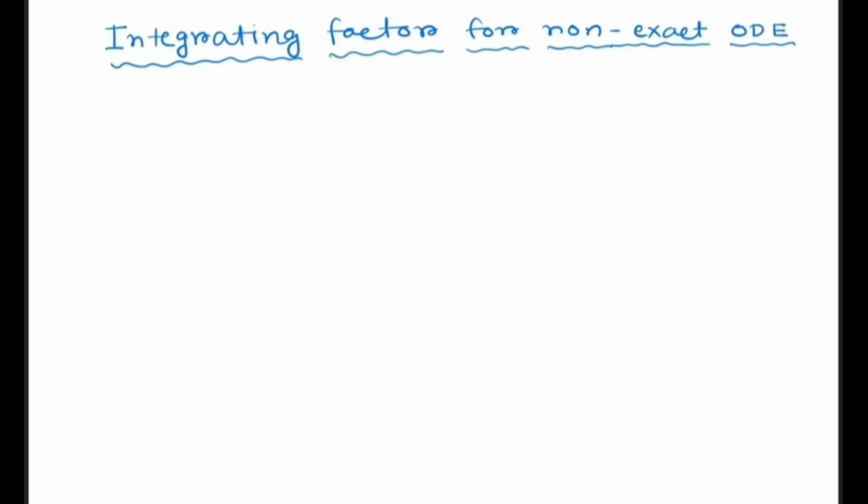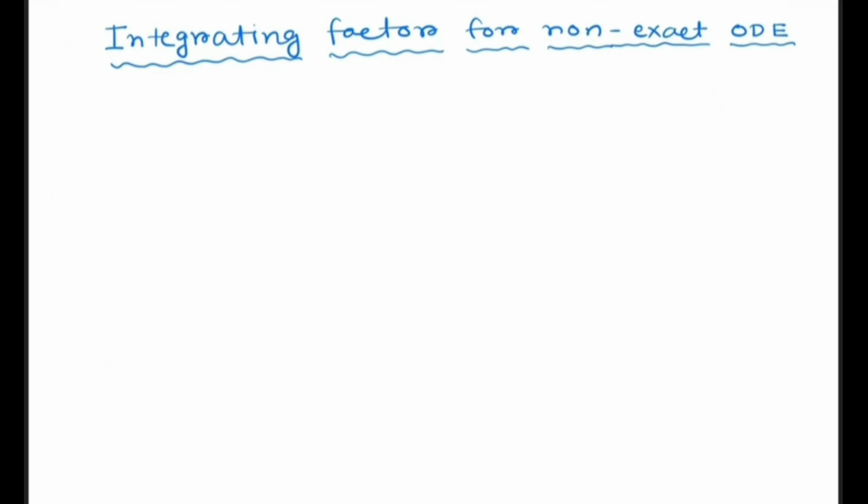In the last video, we have learned how to solve an exact differential equation. In this video, we will be dealing with non-exact differential equations. First, we will find an integrating factor. Multiplying by that factor, the equation will be converted to an exact ODE. Okay, so now we will discuss a few rules to find the integrating factor.